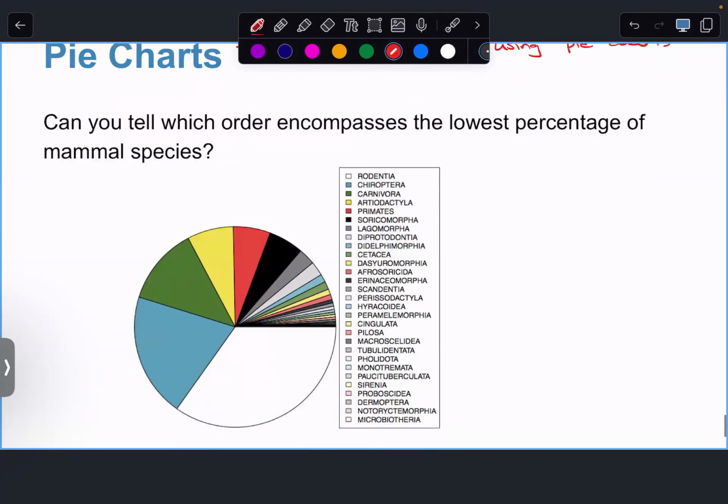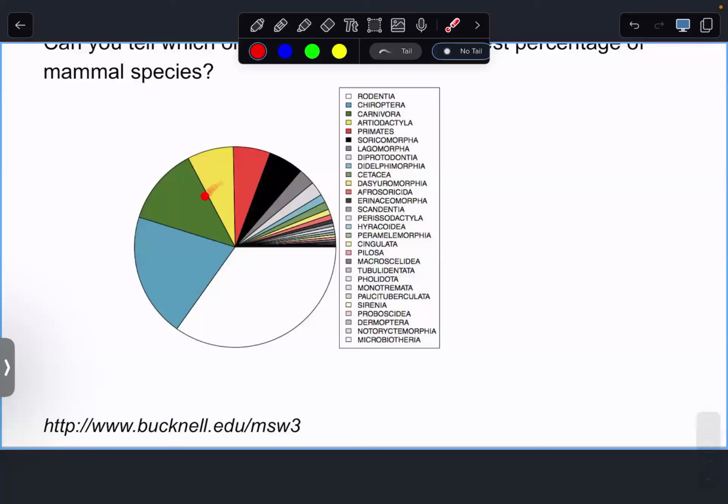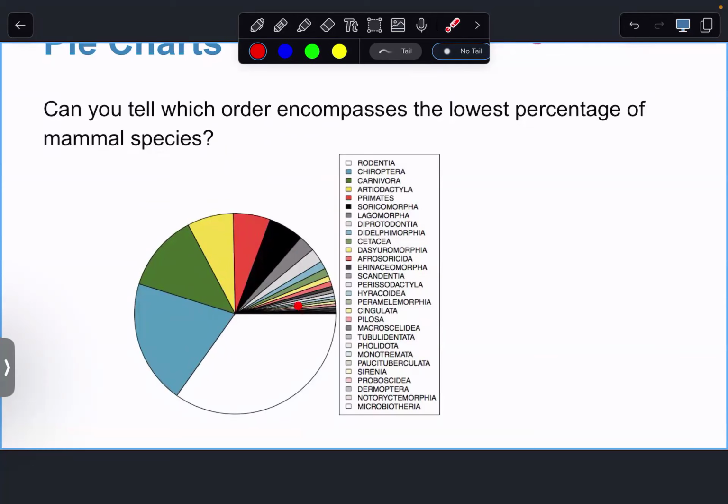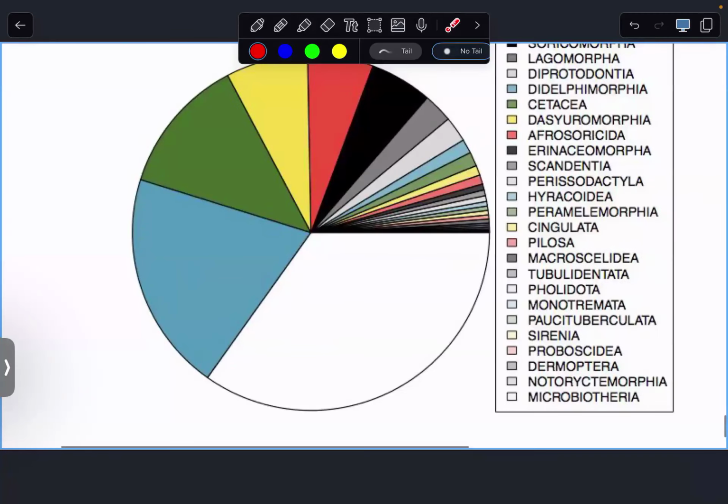One of the reasons is, well, this is an extreme version of it, but can you tell which order encompasses the lowest percentage of mammal species? So we understand how to read this pie chart. That's a nice thing about a pie chart. You're looking for the smallest slice, and I can't see it, right? This is an extreme example. But if we have bars, it's easy for our eyes to see which bar is the highest and which one is the lowest and how they kind of rank.